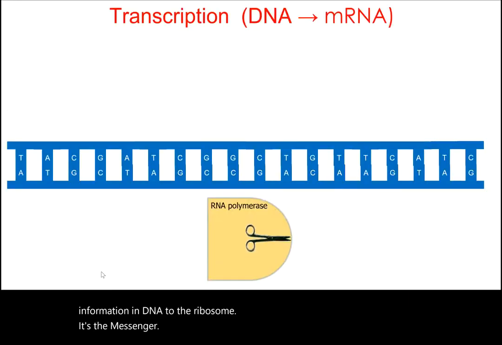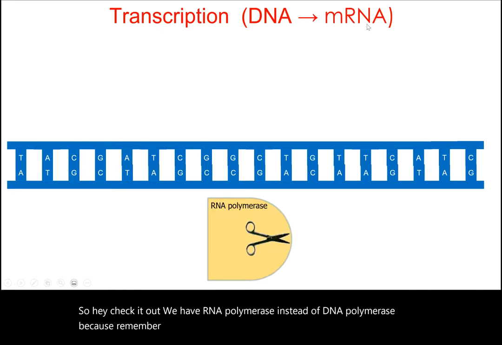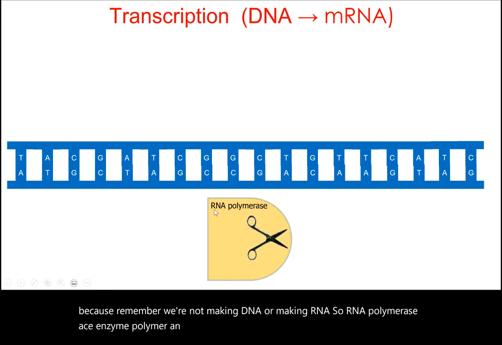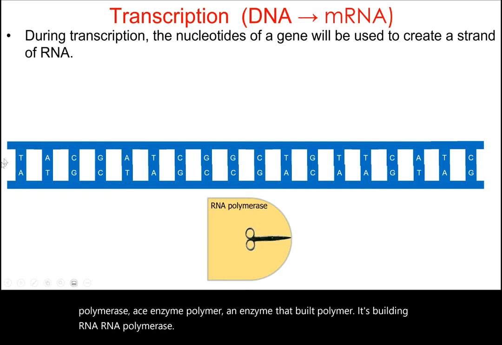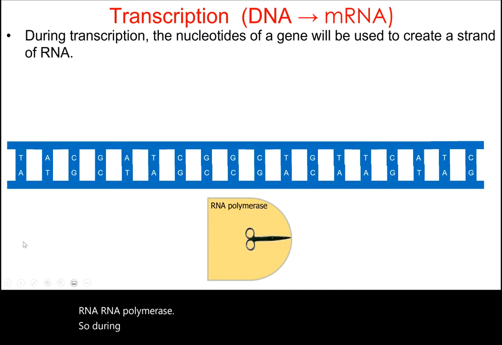All right, so let's see how this works. So, hey, check it out. We have RNA polymerase instead of DNA polymerase, because remember, we're not making DNA, we're making RNA. So, RNA polymerase, -ase is an enzyme, polymer, an enzyme that builds polymer, it's building RNA. So, during transcription, the nucleotides of a gene will be used to create a strand of RNA.